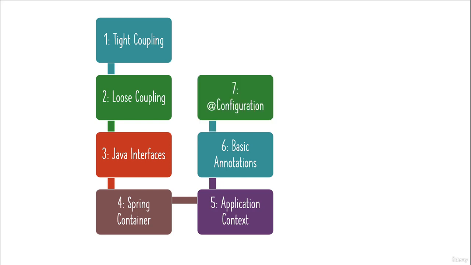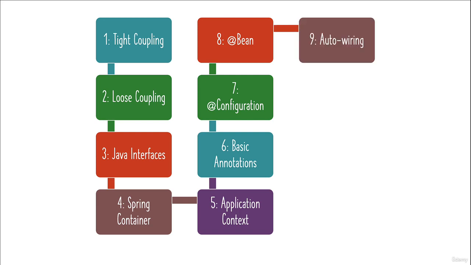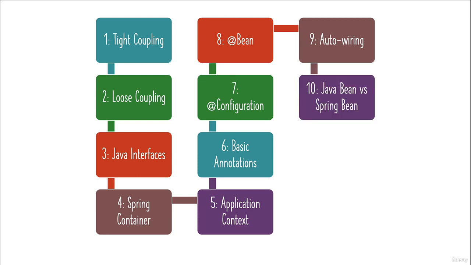We looked at what is @Configuration. We looked at @Bean. We launched up a context with a number of beans, and we learned about a lot of other different Spring annotations as well. We also understood a few very, very important concepts in Spring. One of the most important concepts that we have learned is autowiring. We also understood the difference between a Java bean and a Spring bean.